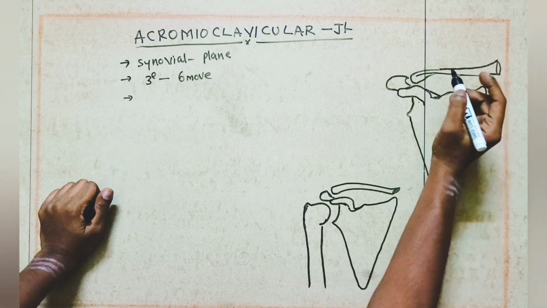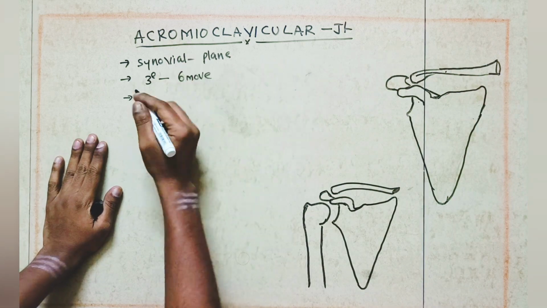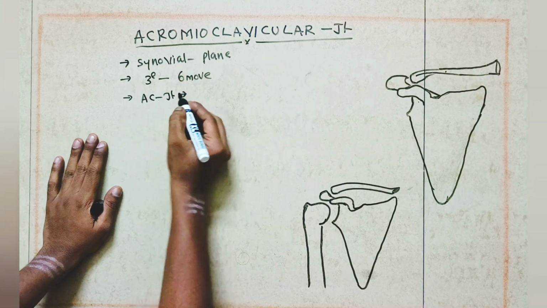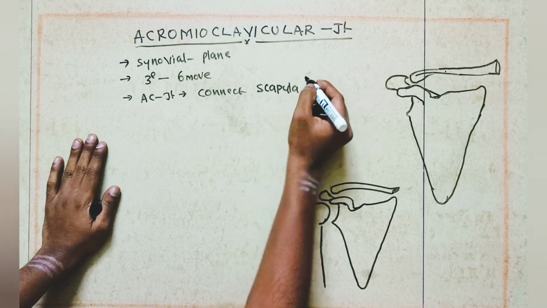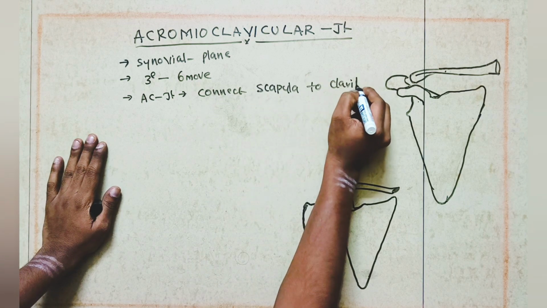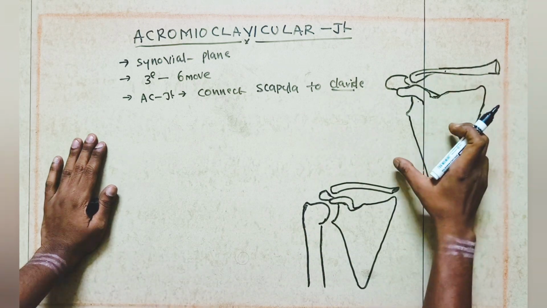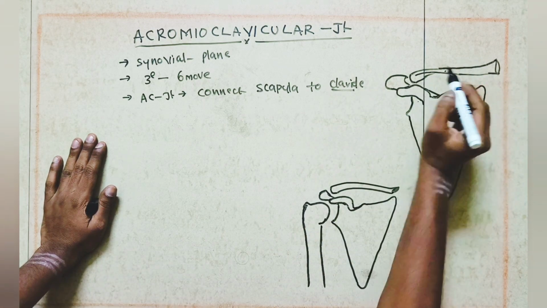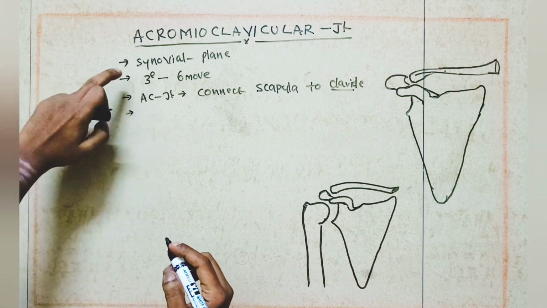Here, if you see, this is our scapula and this is our clavicle. The acromioclavicular joint is going to connect the scapula to the clavicle. This joint itself is going to connect the entire scapula to the clavicle, and at the same time, it is a synovial joint.